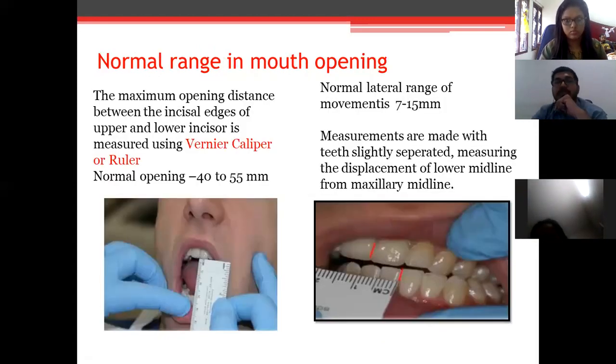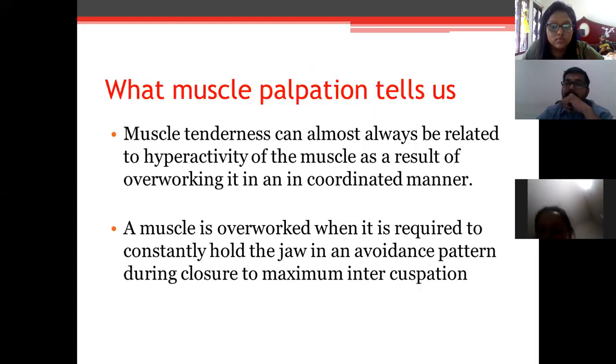Then you have to check the normal range of mouth opening. We have discussed all these things when we discussed history taking. You can check your maximum mouth opening by using a vernier caliper or a rule. I actually used to use a vernier caliper, and you can record the maximum mouth opening and the protrusive and lateral extrusive movements as well. And the next thing is the masticatory muscle palpation. So what will muscle palpation tell you?